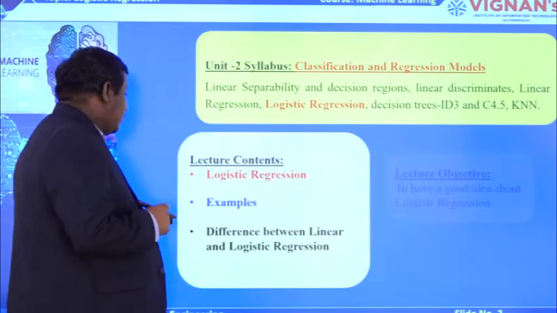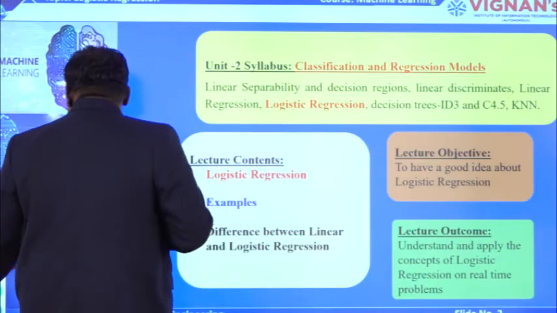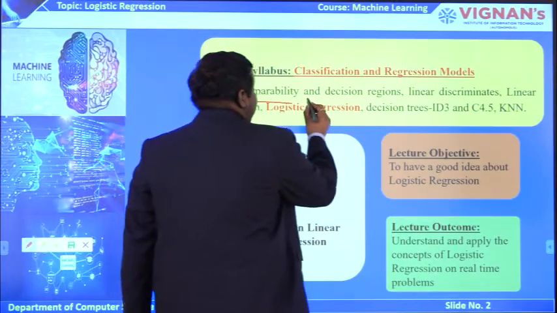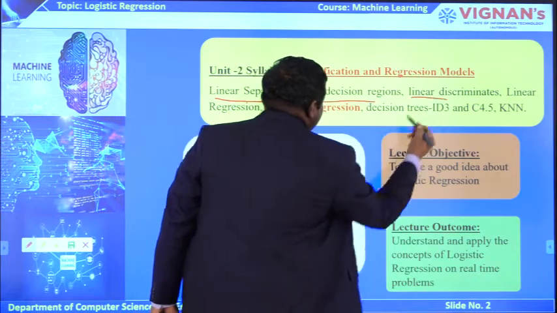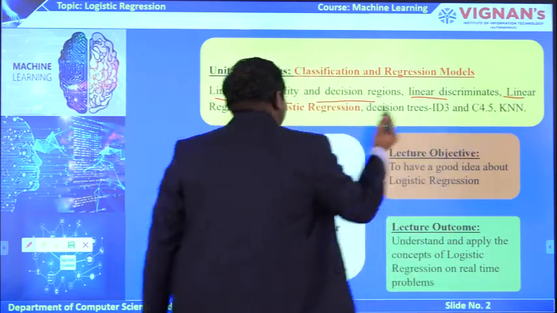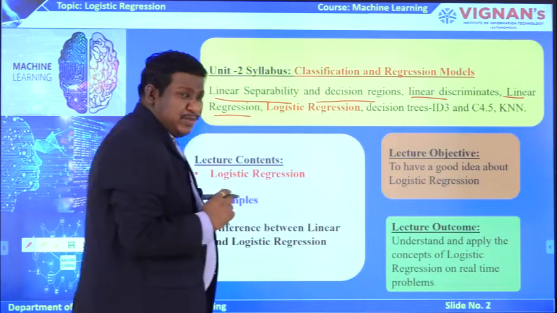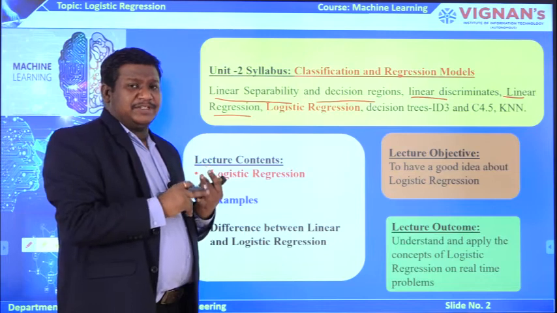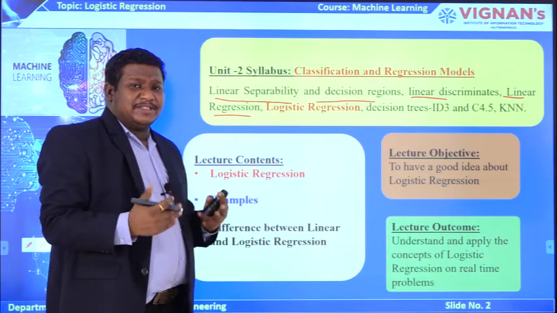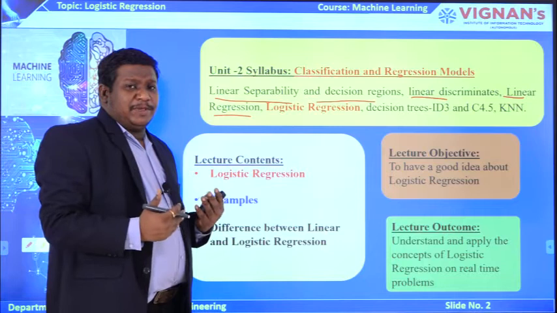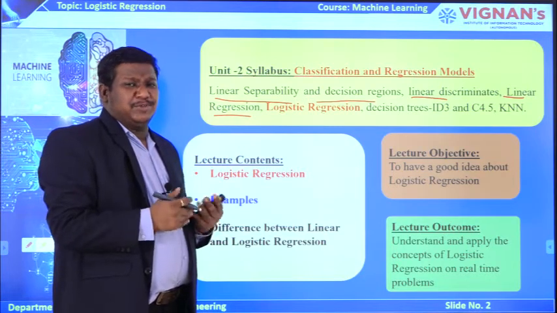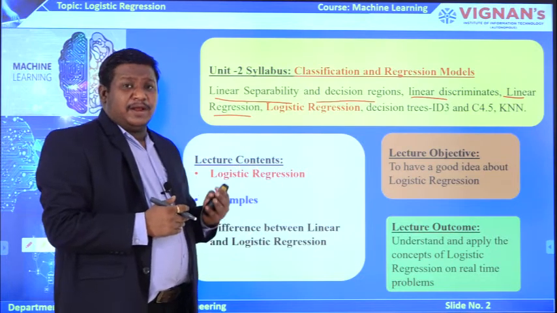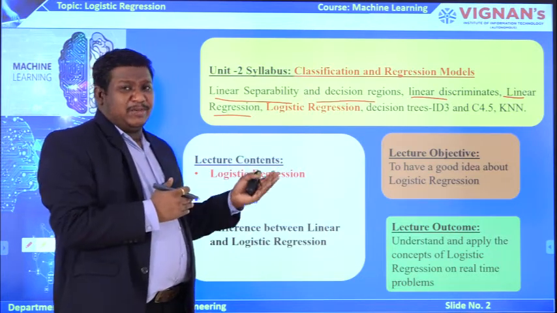This is the syllabus you have in the second unit, as we are discussing these concepts in the second unit. In the last classes we had seen linear separability, decision regions, linear discriminants, and of course the important regression model, the linear regression model. I told you the second unit comprises two main techniques, classification and regression models. We are going to discuss in detail each and every topic that comes under classification and regression models. So far we have completed the classification models, and now we are discussing the regression models.